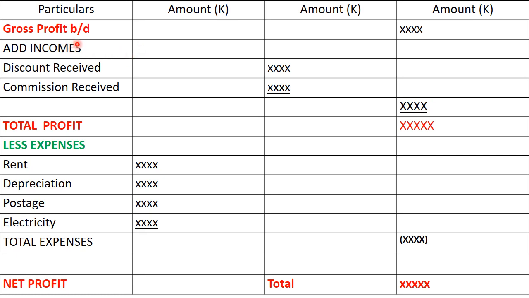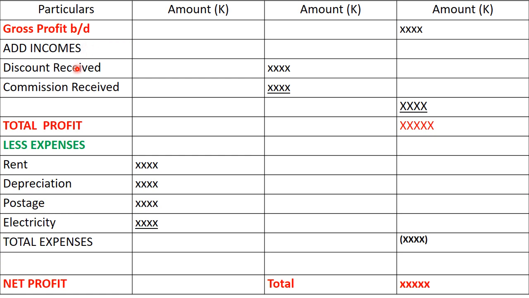At the end of the trading account, you get the gross profit. So that gross profit, you bring it here. So gross profit brought down, you write the figure of the gross profit. Then after that, you have to add all the incomes the business made during that trading period.